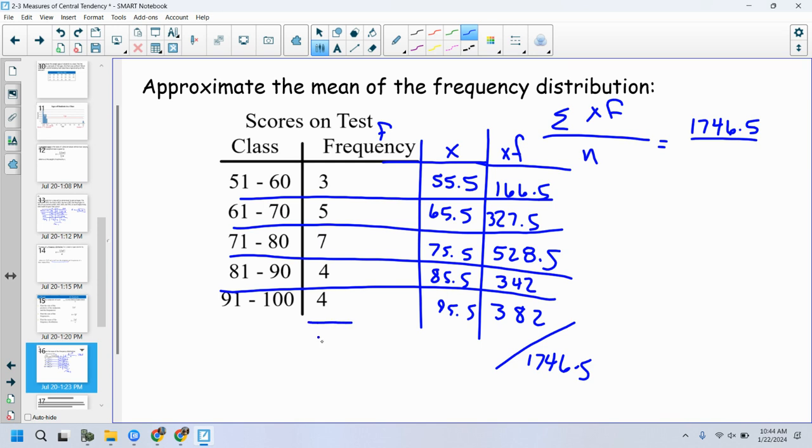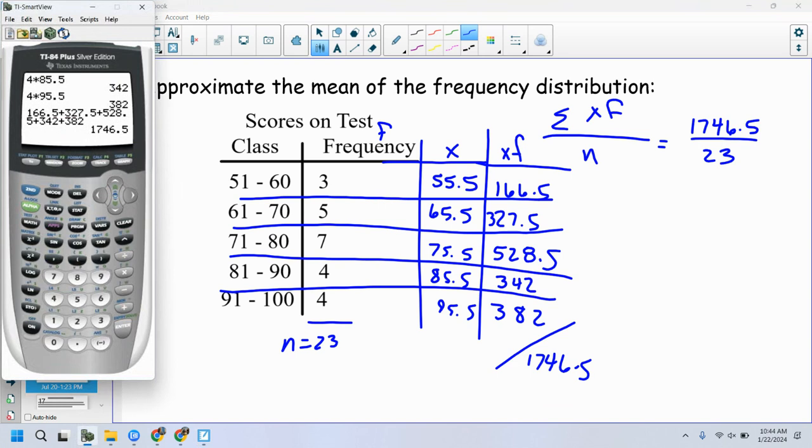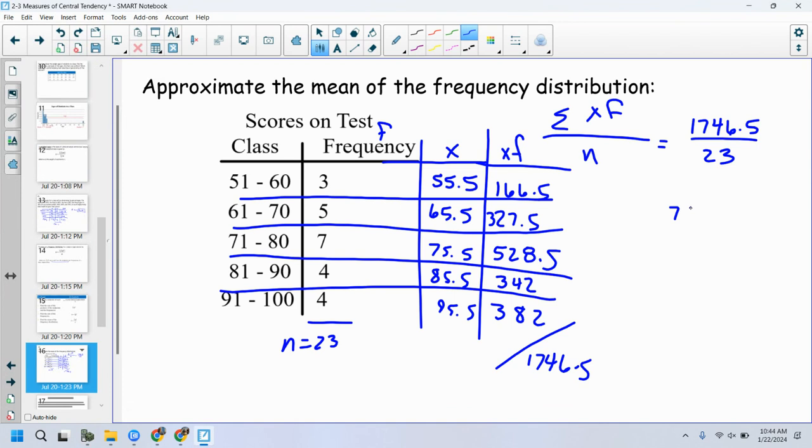Looks like I've got 23. Right, let me recalculate that. 8, 15, 23. Yep, perfect. So I divide this by 23. Divided by 23, and that gets me 75.93. That's my X bar.